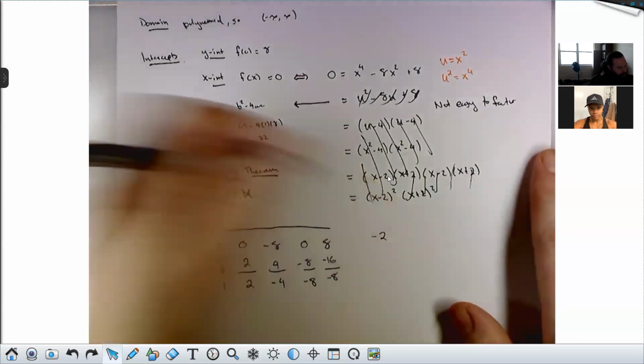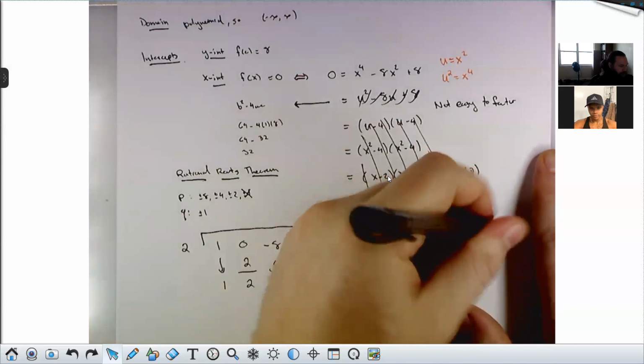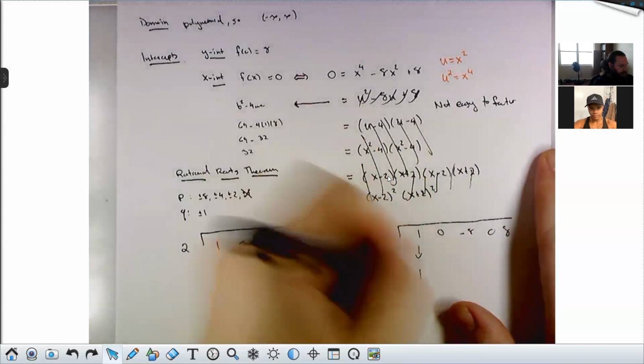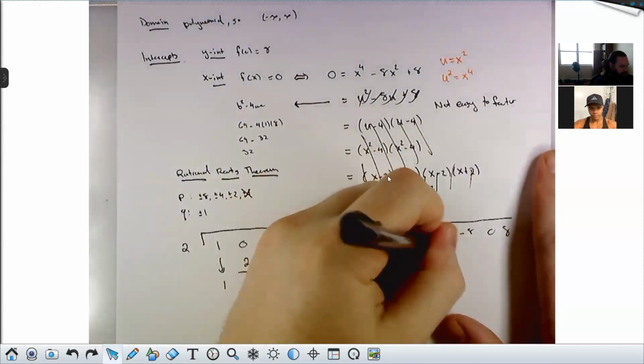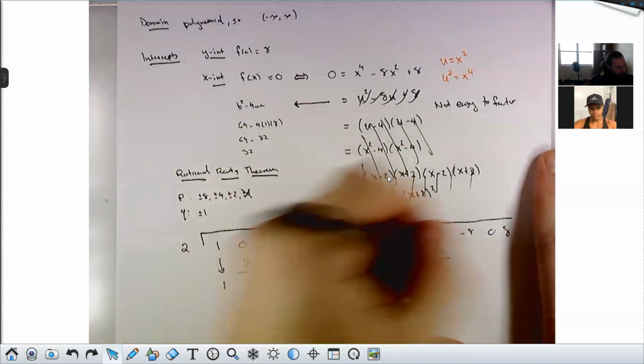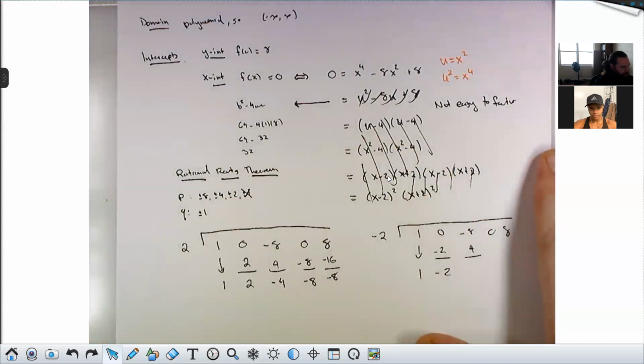We can check -2. 1, 0, 0, 8. I may have to take back what I said about being able to do a second one of these. We're going to get hung up just finding the x-intercepts. It's going to be +4. We're going to run into the same problem here, aren't we? Yeah, this isn't going to work.